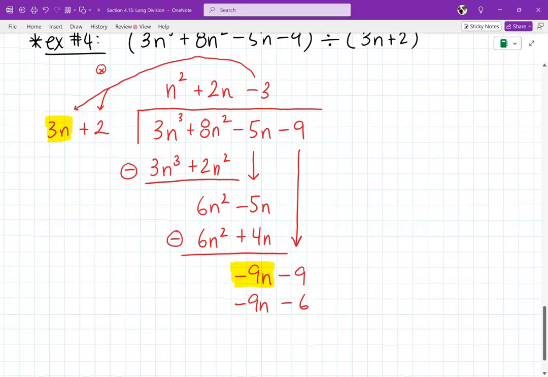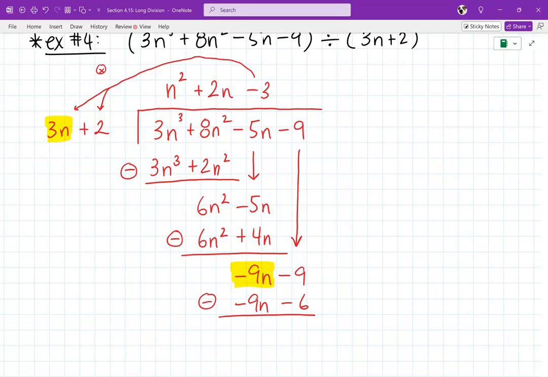Okay, now I'm going to subtract. Negative 9n minus a negative 9n, that really means plus. So negative 9n plus 9n, 0. Negative 9 minus negative 6, it's a 3, but is it positive or negative? It's negative. And I'm done. My answer is up here, that's my solution. But then I got a remainder of minus 3.